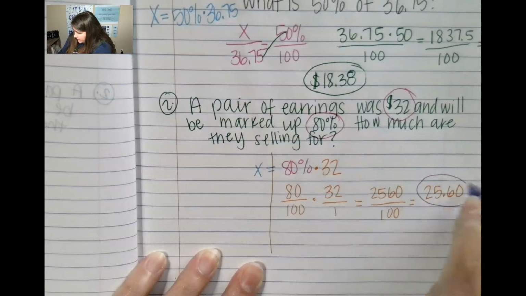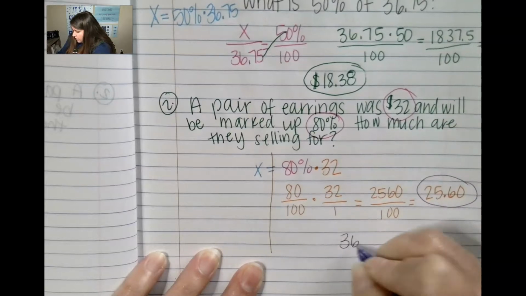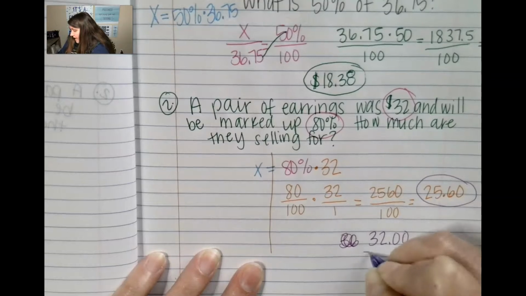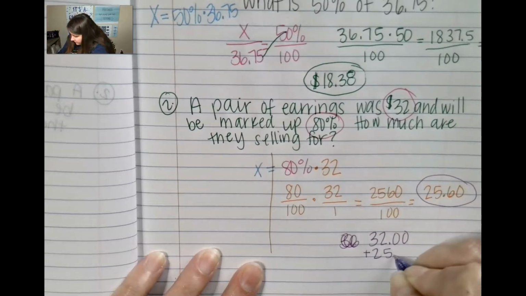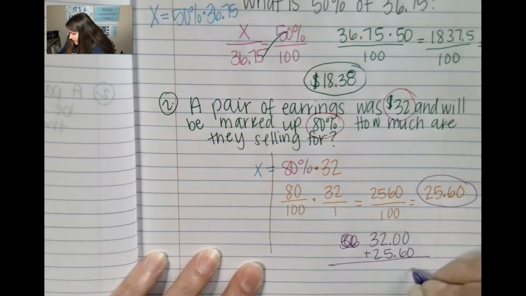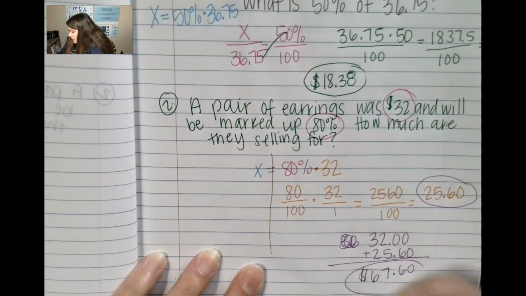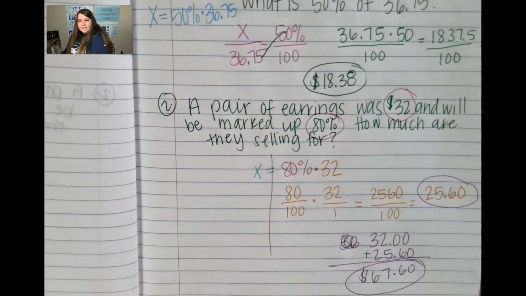We're going to take this and the 32, not 36, 32. We're going to add those together and see how much we have to pay for these earrings. So these earrings will cost you $57.60.